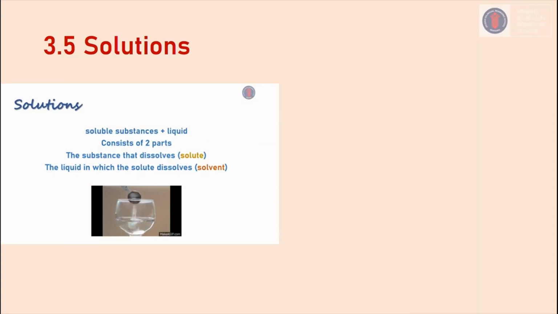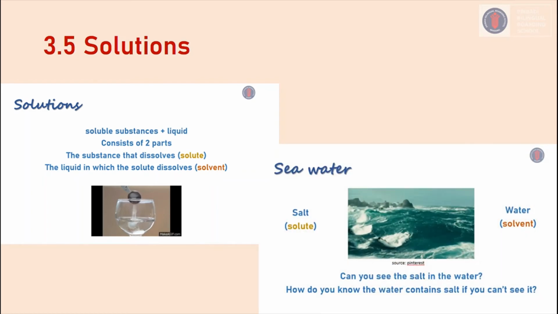The next subtopic is about solutions. A solution is made of a soluble substance and a liquid, and it consists of two parts, solute and solvent. Solute is the substance that dissolves, usually a solid, and solvent is the liquid in which the solid dissolves. Seawater is an example of a solution. The salt is the solute and the water is the solvent. Even though you cannot see the salt in the water, you can tell that the water contains salt. You cannot see it, but you can taste it.